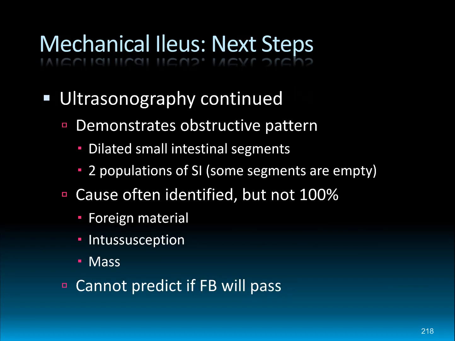The appearance of obstructions on ultrasound is going to be pretty similar to that on radiographs. Two populations of small intestine, some empty, some distended with gas or fluid. Ideally, you'll identify the cause, either a shadowing object in the lumen to indicate foreign material, or an intussusception or a mass, but we don't identify the actual cause 100% of the time. Again, most of the time, but not always. And ultimately, we still won't know if the foreign body will pass. So there are some foreign objects that will continue to pass, and many won't, and that's not something that ultrasound is going to let us say.